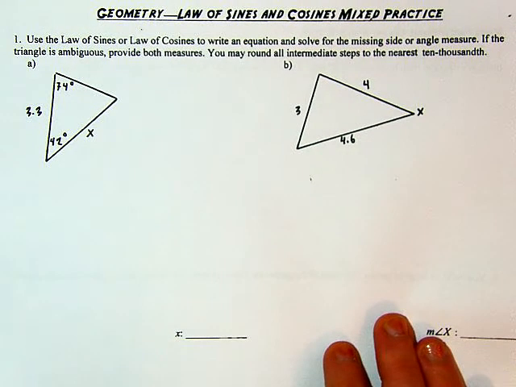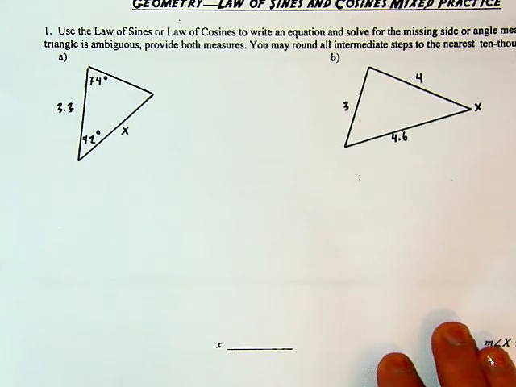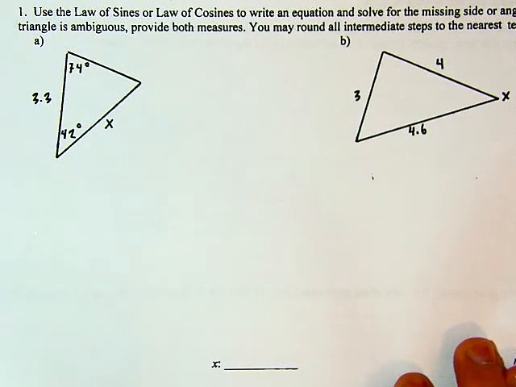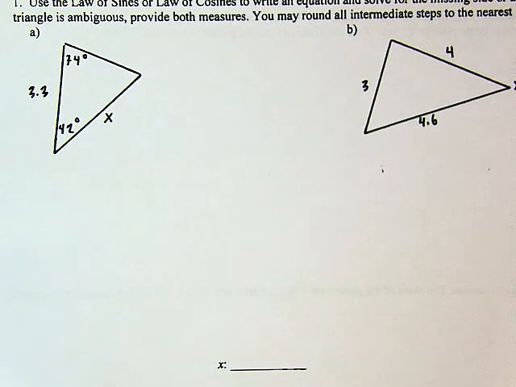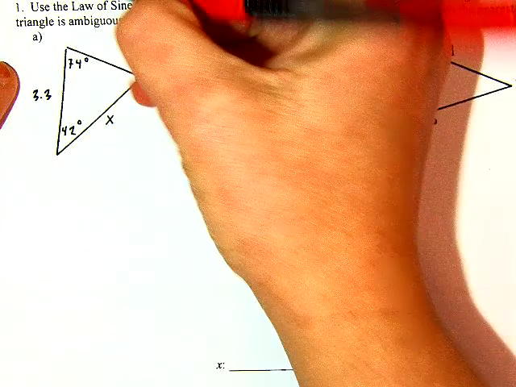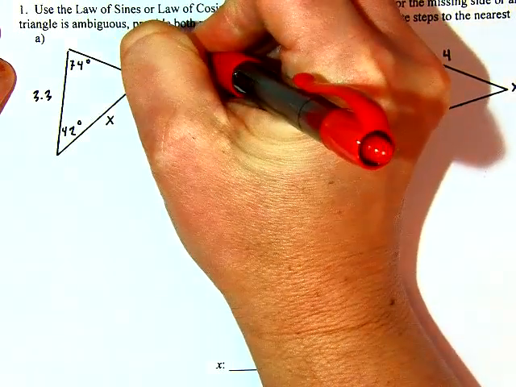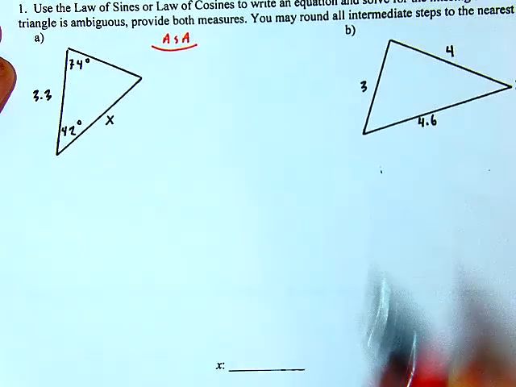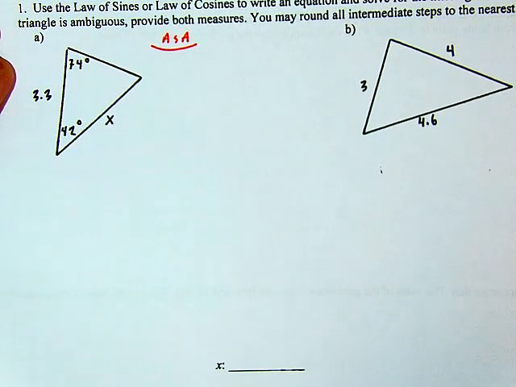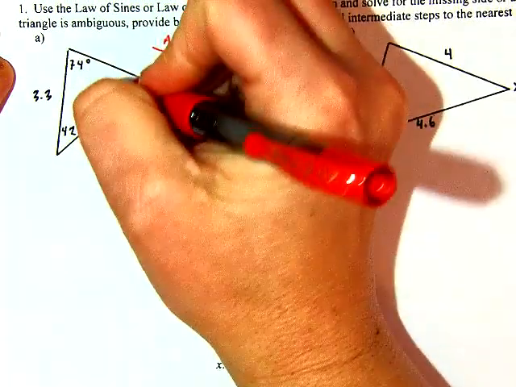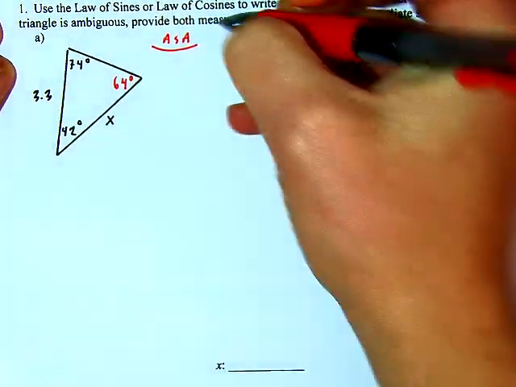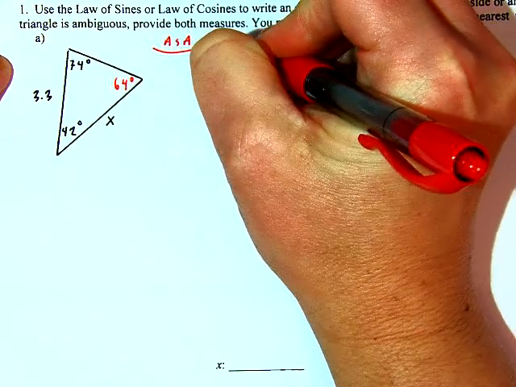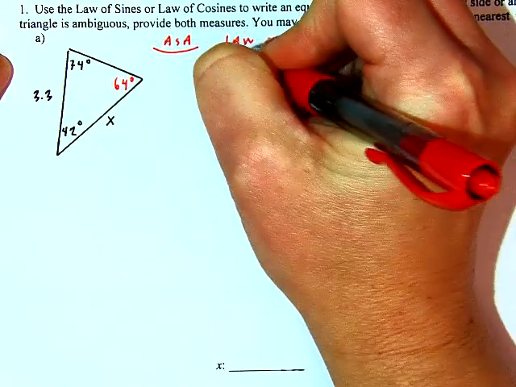All right, let me zoom in a little closer so you can see problem A. All right, so problem A, we see 2 angles and we have a side. Technically, we start with ASA. And since we know 2 angles, we obviously know the third. We can solve for it. So that missing angle here would be 64. All right, so since we have an angle with an opposite side, we use the law of sines.